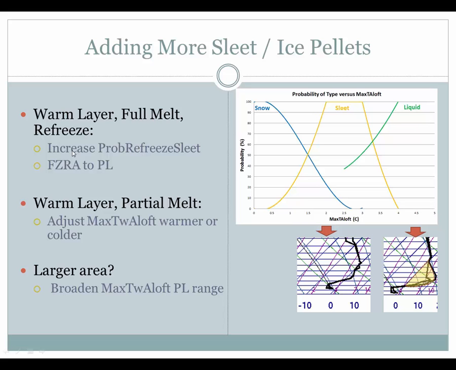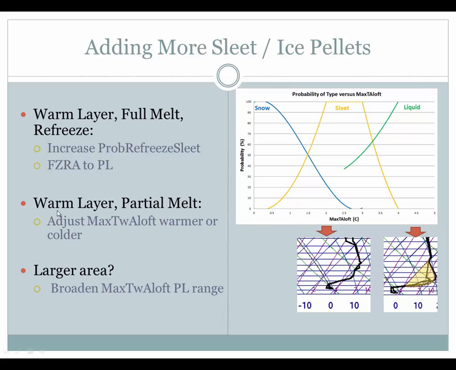So a couple options there is you can increase your probability of refreeze to sleet and ensure that you will have a maximum wet bulb temperature that is quite warm, over 3.5 to 4 Celsius, so that you're completely liquid. So what we're looking at there is a nice warm layer and then increasing this near surface cold layer.